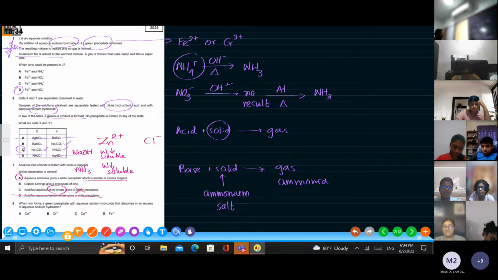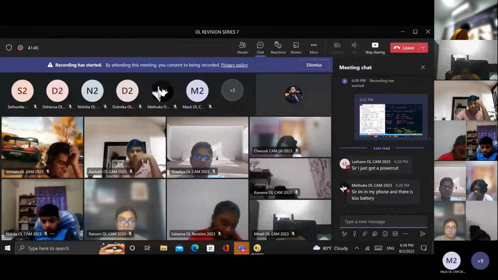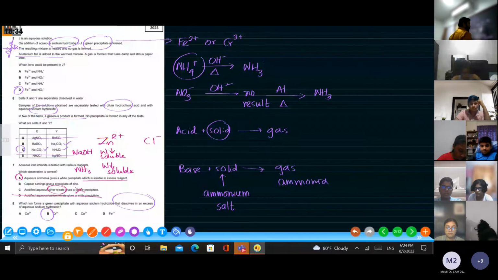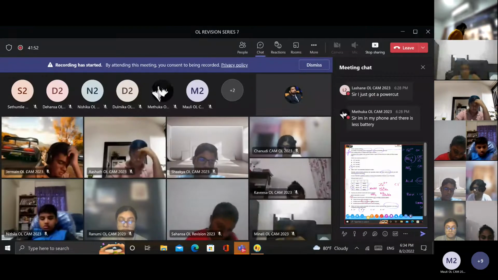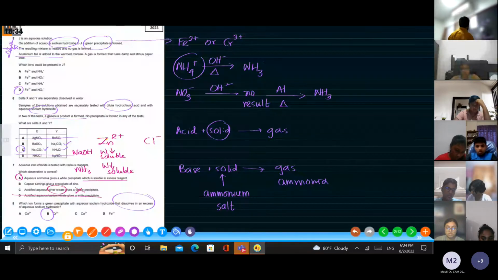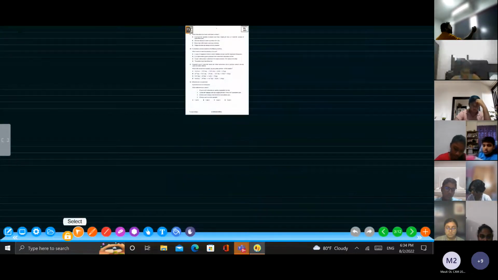Okay. Which ion forms a green precipitate? Now we learned this, right? But it dissolves in excess, that's chromium. It dissolves in excess. Right, next.